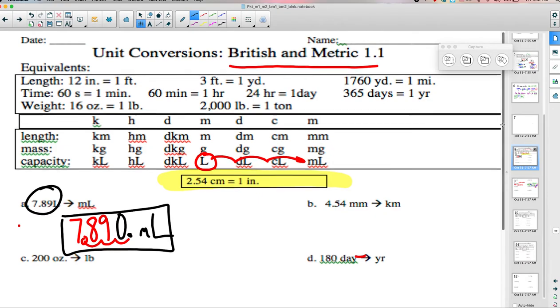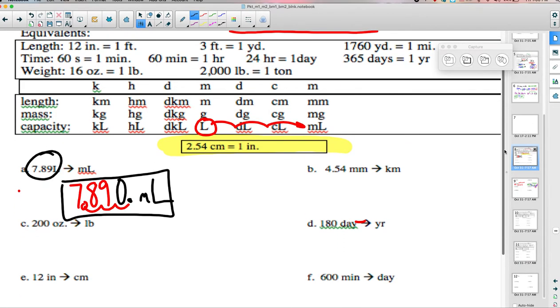For an example of British to British units, we can look at the problem right below it, letter C. We have 200 ounces into pounds. In this case, we need to make a plan and a skeleton. Anytime there's British to British, you have to make this. This happens to be a one-step problem, so we can just go ahead and make our plan from ounces to pounds.